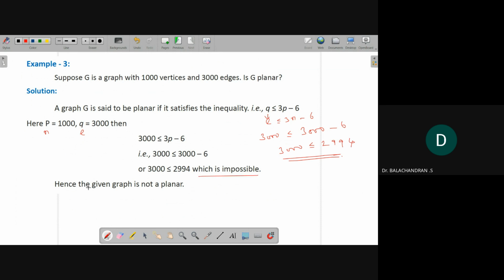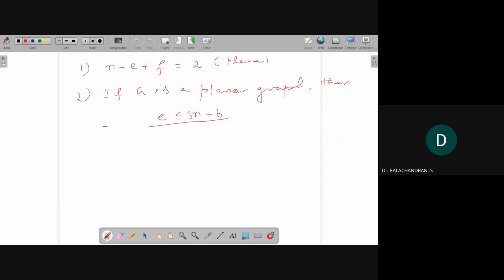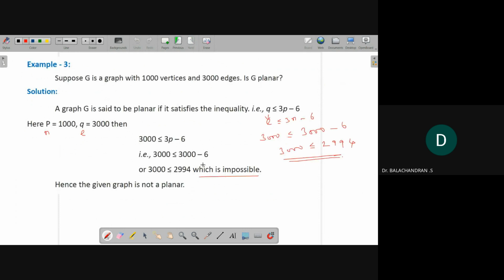So hence the given graph G is not planar. If G is planar, it should satisfy this condition. If this condition is not satisfied, then G is not planar. So that is the idea. This condition is not satisfied, and hence the given graph G is not planar. I will go to the next problem.